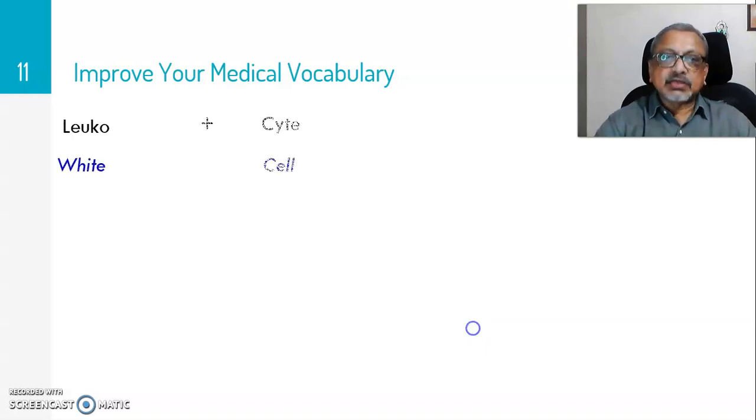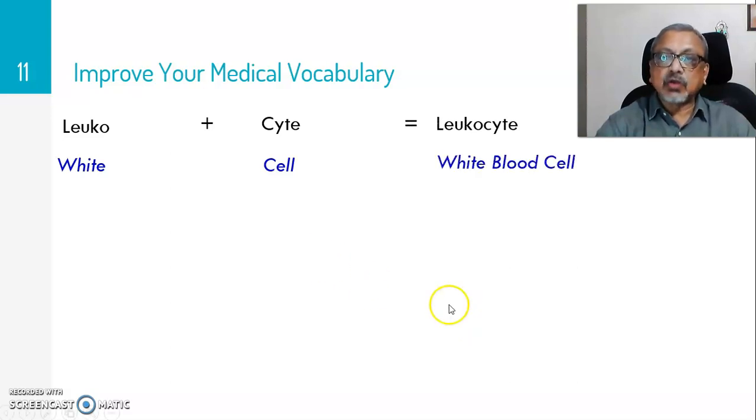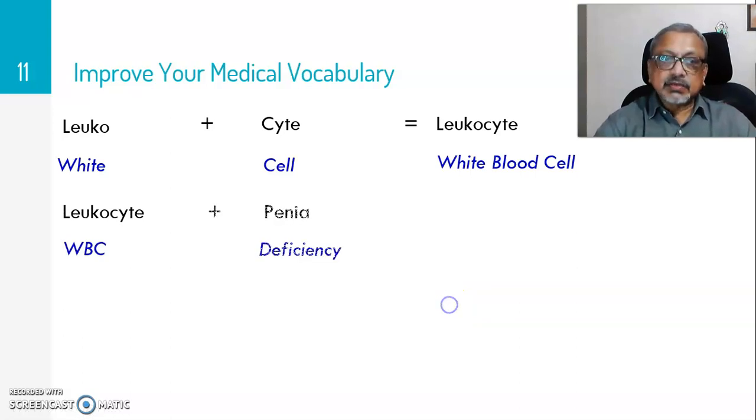Leuco means white. Cyte means cell. That means leukocyte. Leukocyte is a type of blood cell that is called white blood cells. Leukocyte is WBC. We already know white blood cells. And penia means deficiency. So we can form a new word, leukocytopenia.